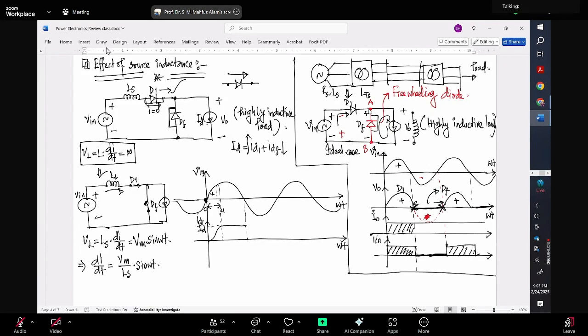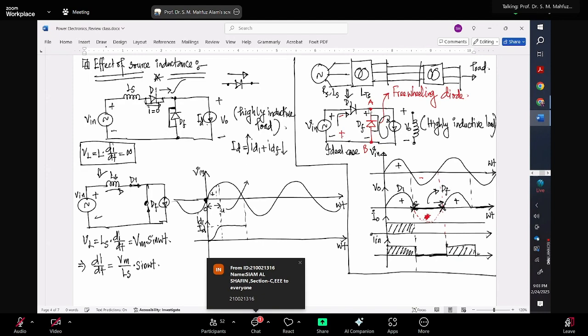Yeah. So during this portion, 0 to U, U is the commutation angle. So here we are saying U is the commutation angle.